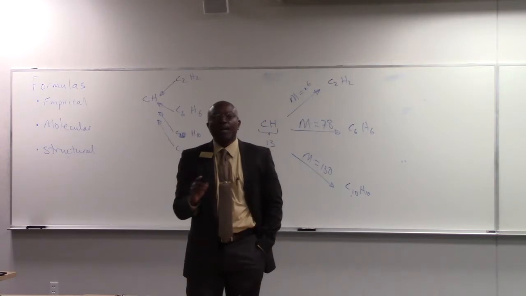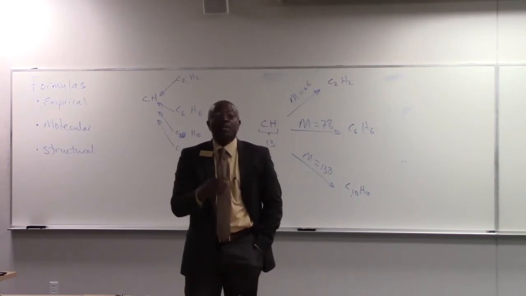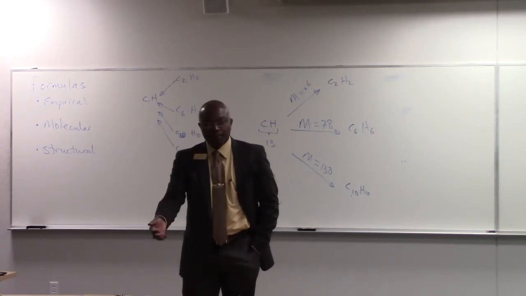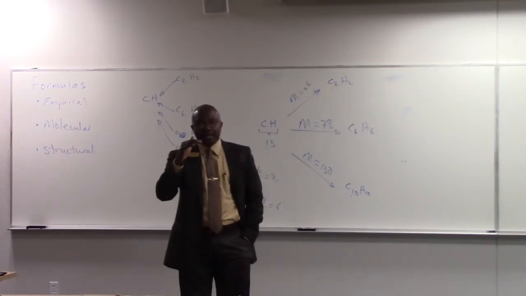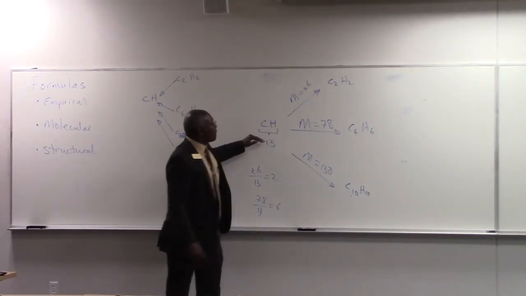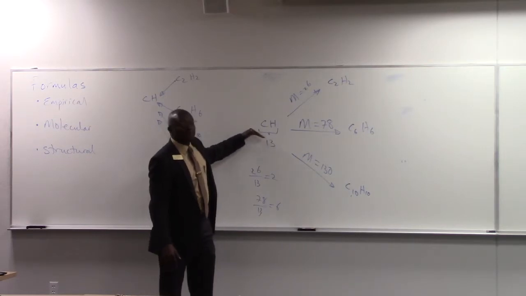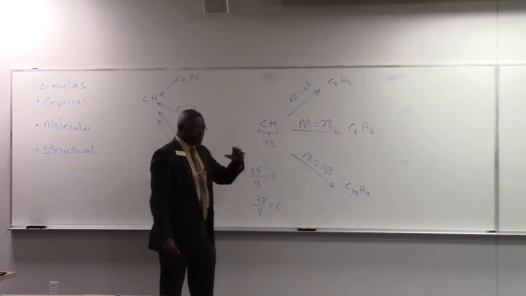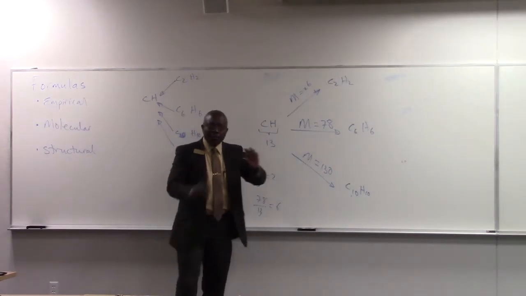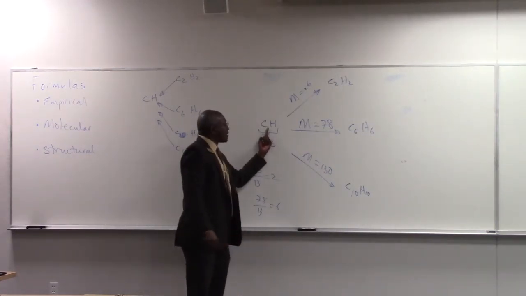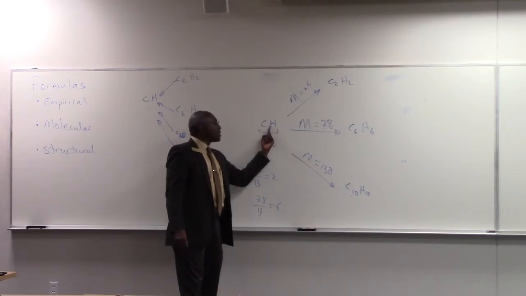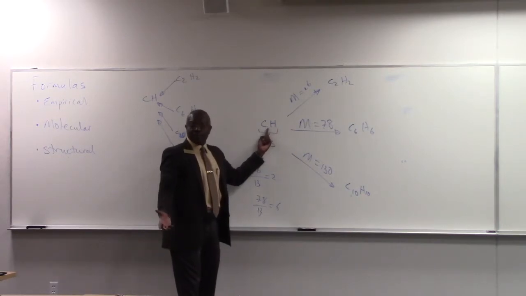Empirical to molecular requires an additional piece of information, which is the molar mass of the compound. And I will divide the molar mass of the compound by the mass of the formula unit. Right? The mass of the formula unit. And it's always going to be a whole number, and you multiply that whole number by the numbers given in the formula unit. Okay?